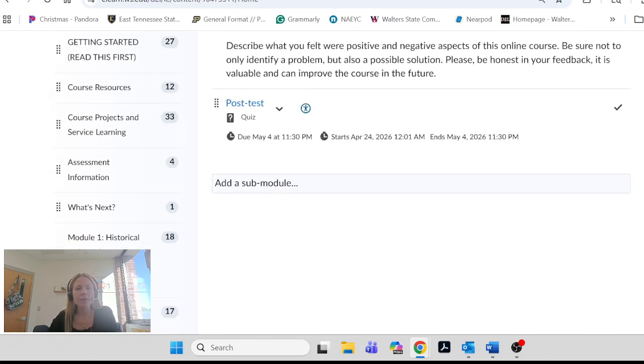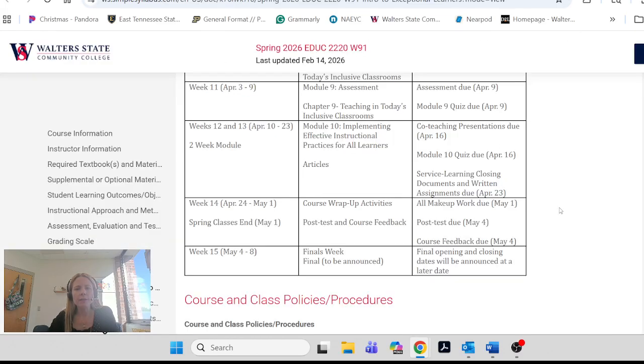Now, as far as your service learning documents, those were due on the 23rd. That is your log and evaluation, which should be sent to me from your mentor teacher. And then you had your written assignments for your service learning project. So this is going to be your journal and your written analytical paper, your reflection paper. That should have been put in Dropbox.